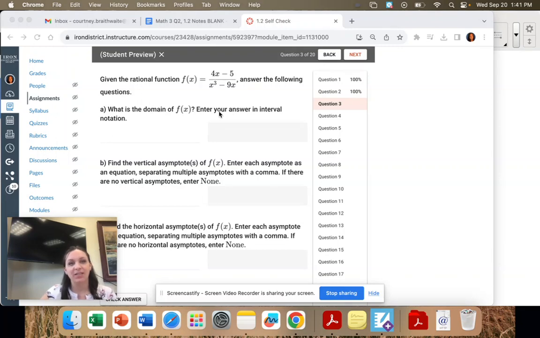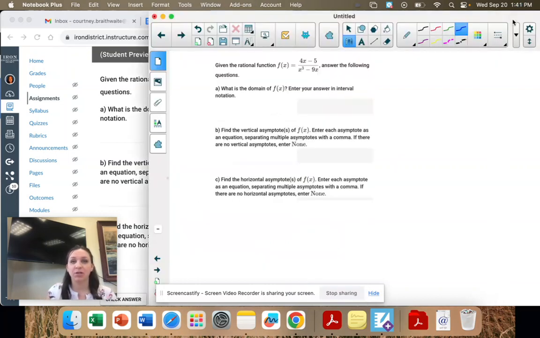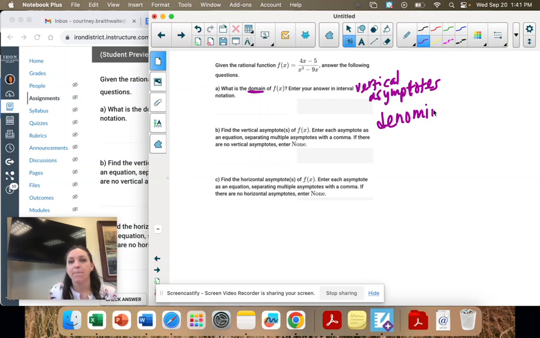So 3 is just extending to what we've been doing. We have a rational function, we want domain, but now we're actually going to list the vertical and horizontal asymptotes, which is fine because when you're finding the domain, you have to find the vertical asymptotes anyway. So to find those, you take the denominator and you set it equal to 0.